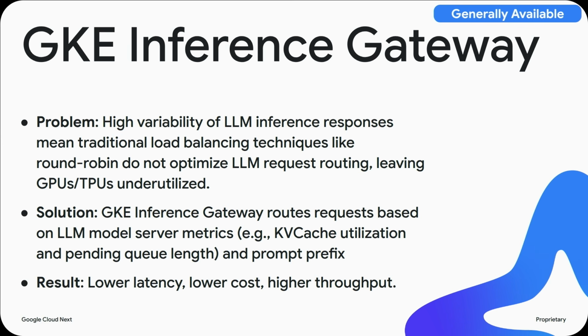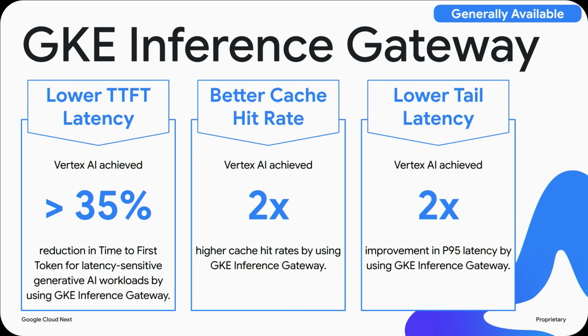You need to route the requests that come in to one of those many different replicas. Inference Gateway will intelligently route those requests to the model server replica that will deliver the lowest latency. When we first launched Inference Gateway, that routing logic was heuristic-based, but it delivered very good improvements. So customers like Vertex AI, who use GKE Inference Gateway, achieved much better time to first token latency, much higher cache hit rates, as well as much improved P95 latency.